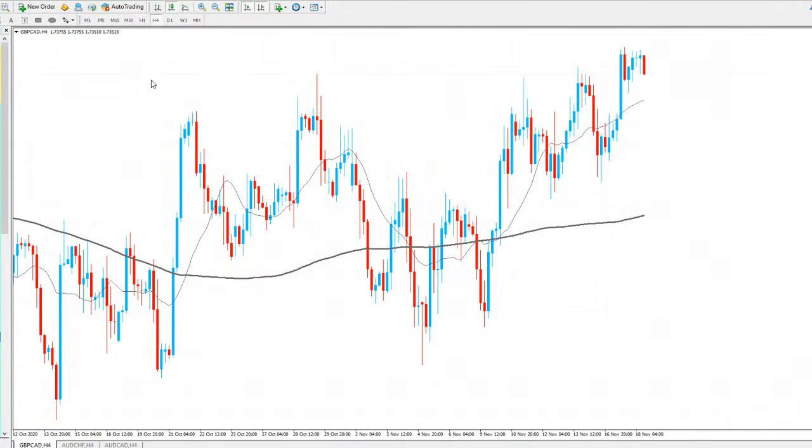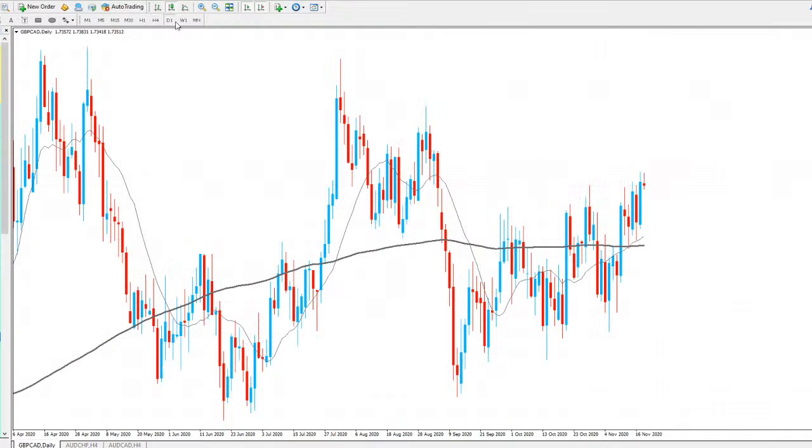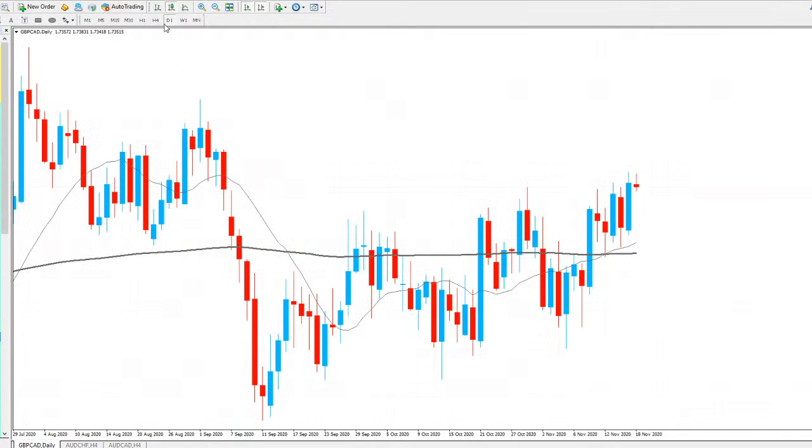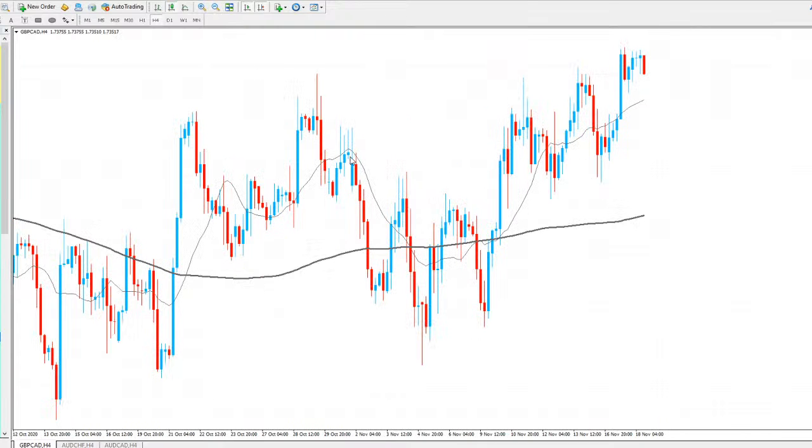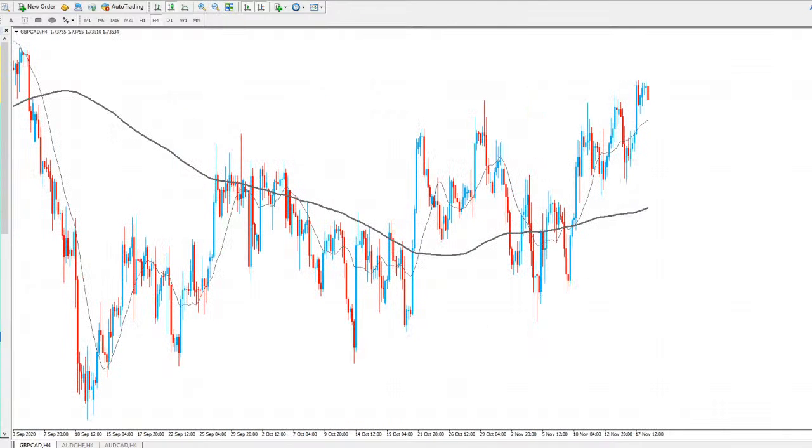GBP/CAD, this one I was in a short trade during my live stream yesterday, but you can see that did fail to get that strong bullish candle to the upside, took me out of my trade, but nonetheless we're still in the channel for GBP/CAD. So the short scalp is still there, potentially, again still waiting for some price action.